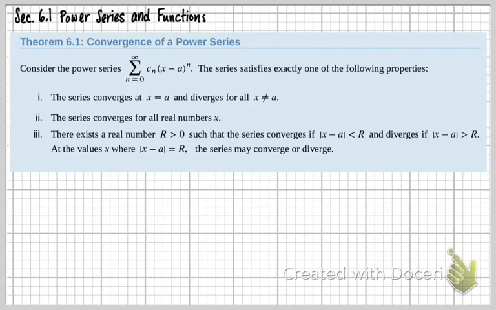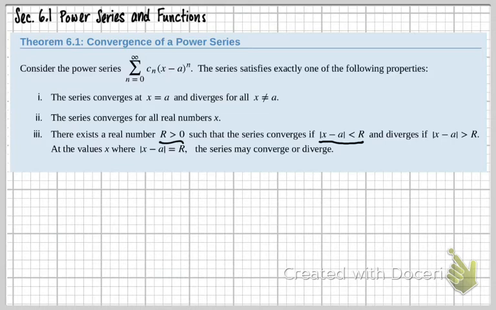Okay, so now this theorem says it's the convergence of a power series. So it says, consider the power series. The series satisfies exactly one of the following properties. The series converges at x equals a, that's the first one, and diverges for all x not equal to a. And the second one is the series converges for all real numbers x. So on the entire real number line, this series will converge. And then there exists a real number r greater than 0, such that the series converges if this condition works. It's the absolute value of x minus a is less than r.